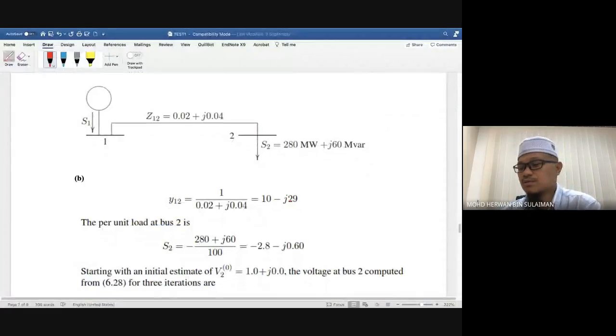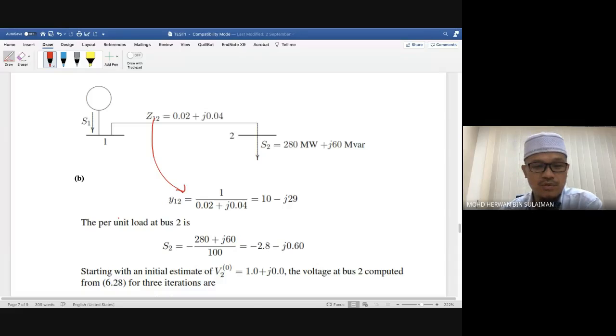Okay, so first you need to construct the Y, you tukar the Y, change the Z into Y, so you get 10 minus j 9. So if you construct the Y bus, you can construct Y bus, but I think this one is a simple one. No need to construct the Y bus because we just apply the equation.